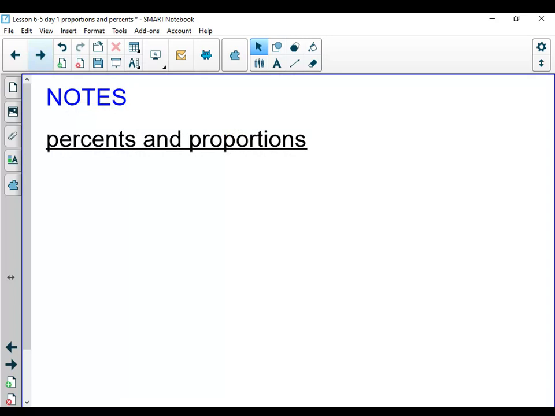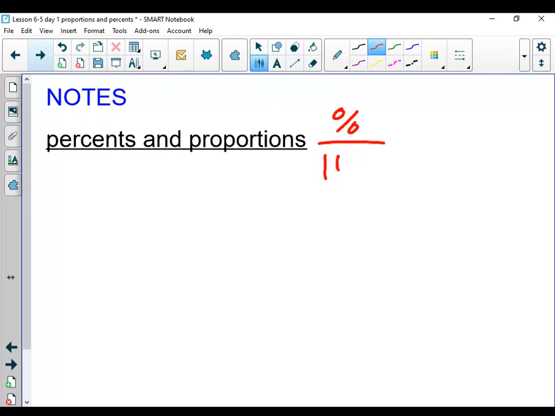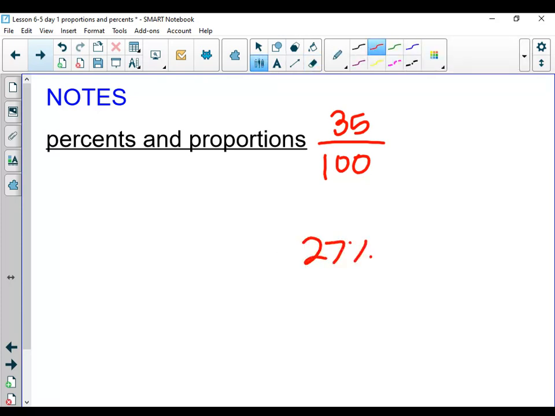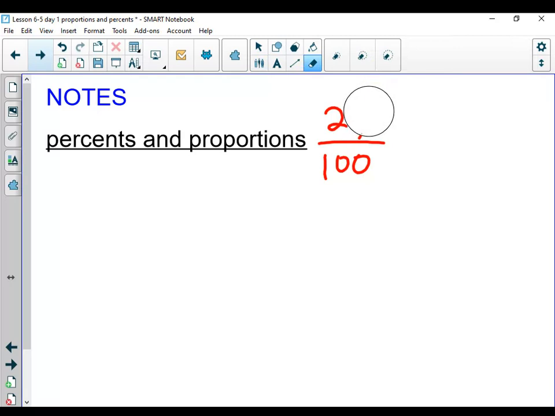So the first thing we need to do is our setup. We learned yesterday the percent always has a denominator of 100. So if it says 35%, I would put 35 there. If it says 27%, I would put 27 on top of 100. So the percent is always out of 100.